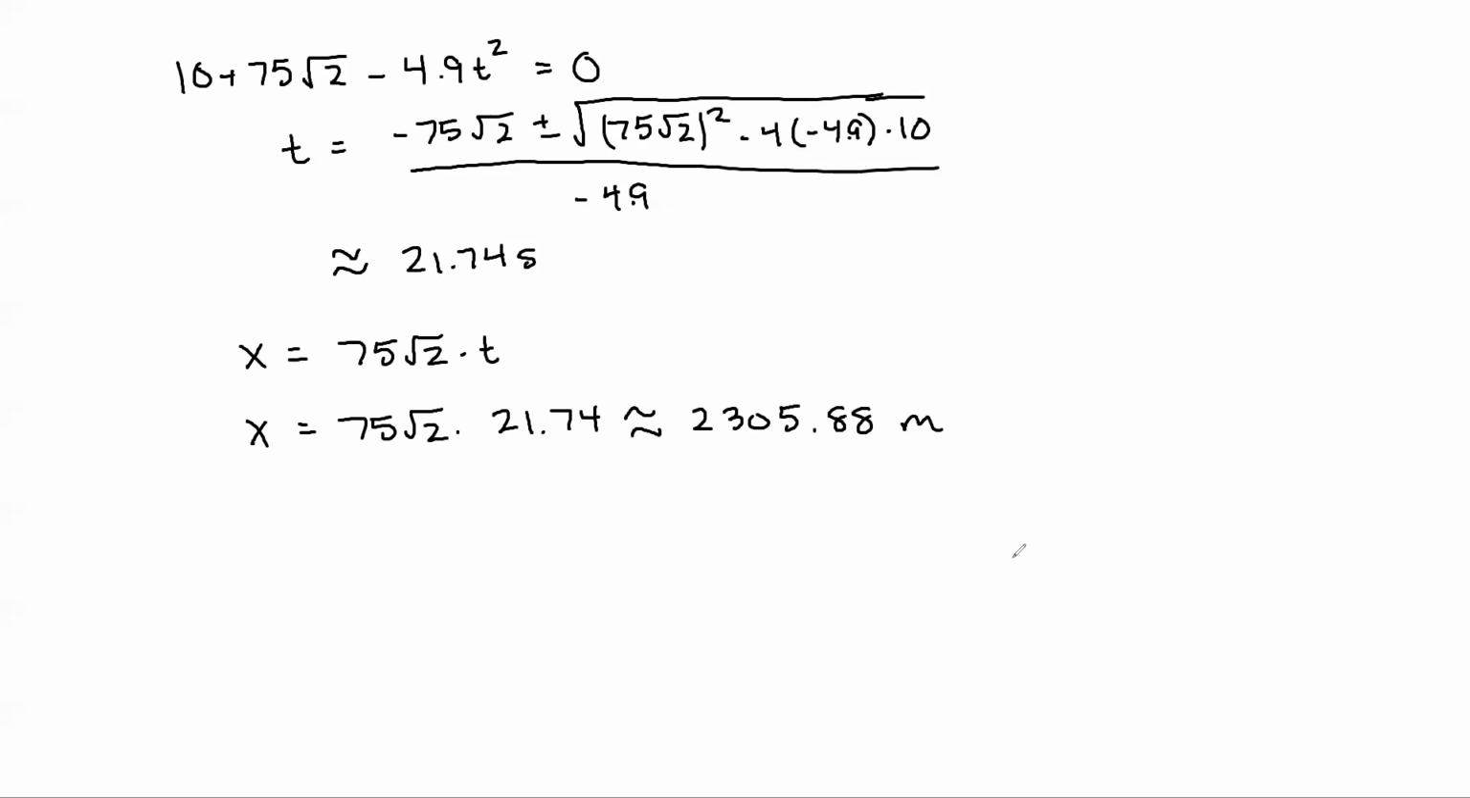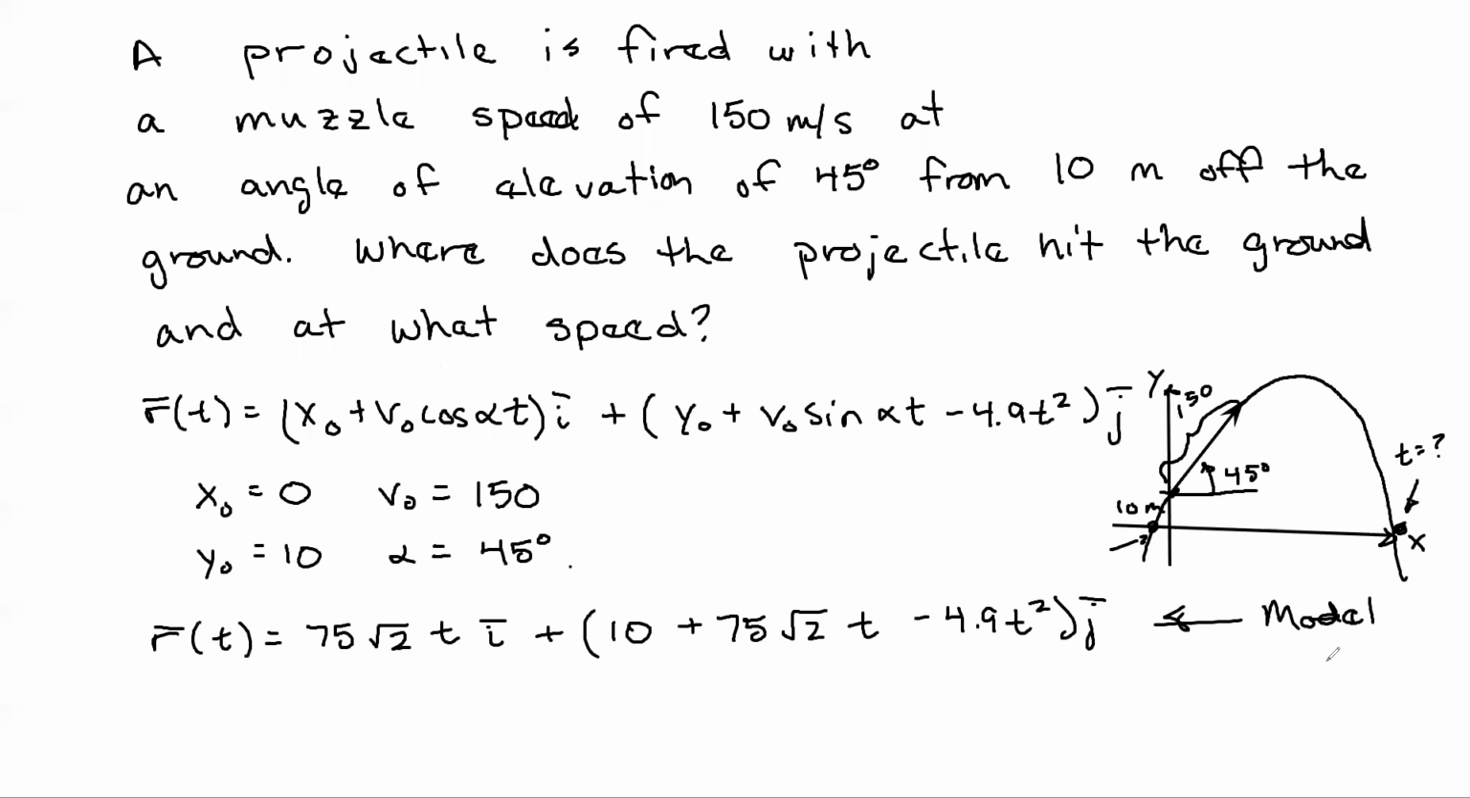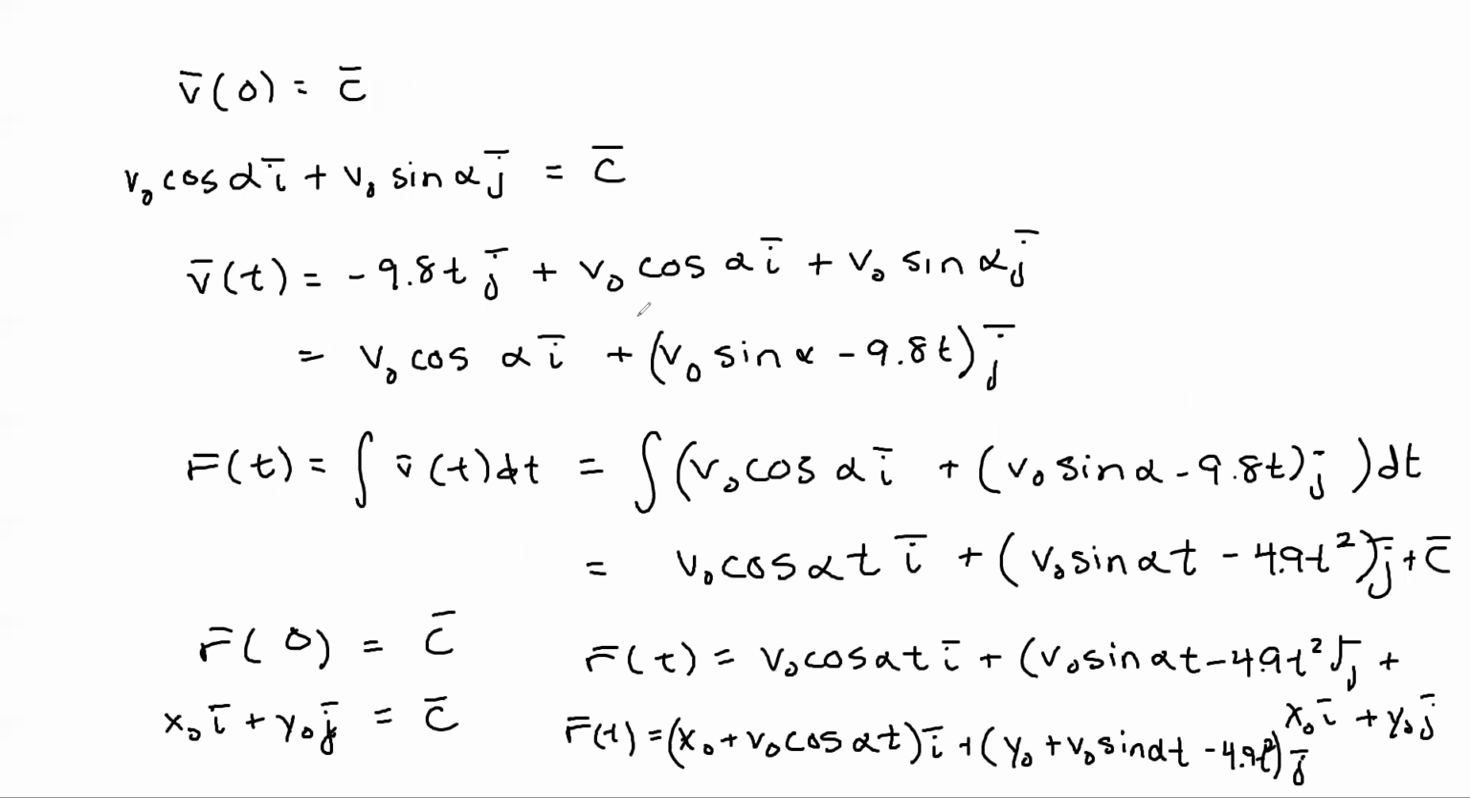Okay, and then what else does it ask us to do? It says, at what speed does it hit the ground? So how could we find the speed when it hits the ground? Well, if we take a step back to our previous page, this ended up being the position function, but we had a velocity function at any time. And so we can find the velocity when the object hits the ground. And once you have the velocity vector when it hits the ground, you can use that to convert into speed.